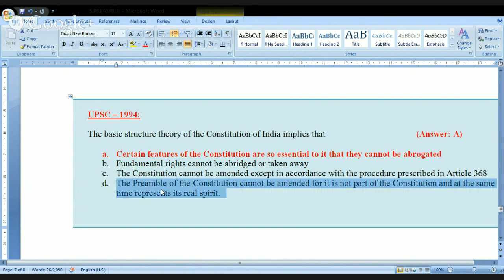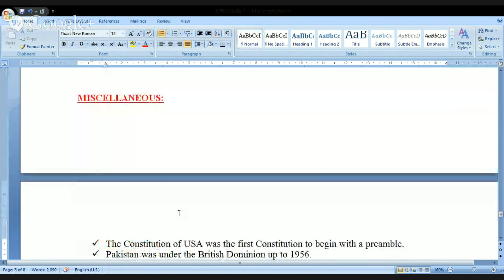The preamble of the Constitution cannot be amended because it is not a part of the Constitution and at the same time represents its real spirit. This statement is wrong because the Supreme Court made it very clear in 1973 in the Kesavananda Bharati case that the preamble is a part of the Indian Constitution. But here, if you look at the question, the basic structure theory of the Constitution of India implies that certain features of the Constitution are so essential to it that they can't be abrogated. Am I clear?